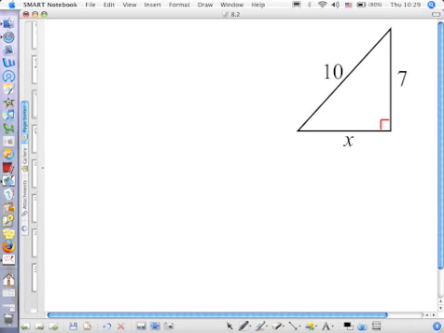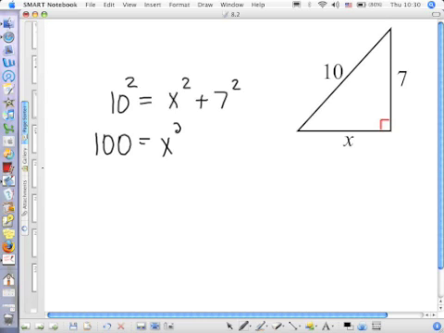So 10 squared is equal to x squared plus 7 squared. Now this requires us to be able to know some algebra. What do we do first? Square what we can square. 10 squared is 100. 7 squared is 49.